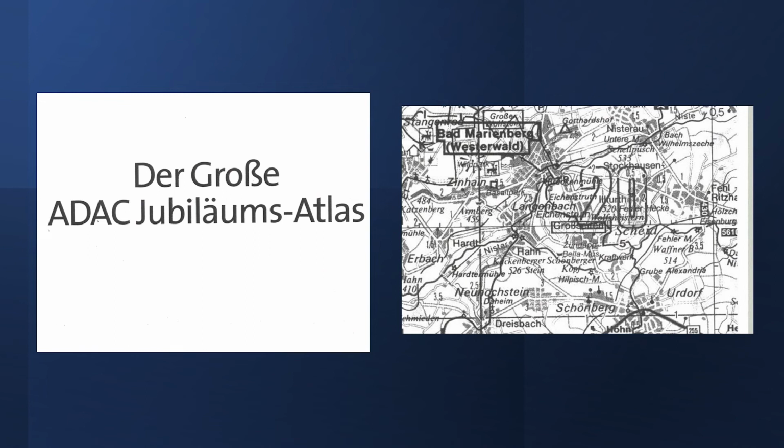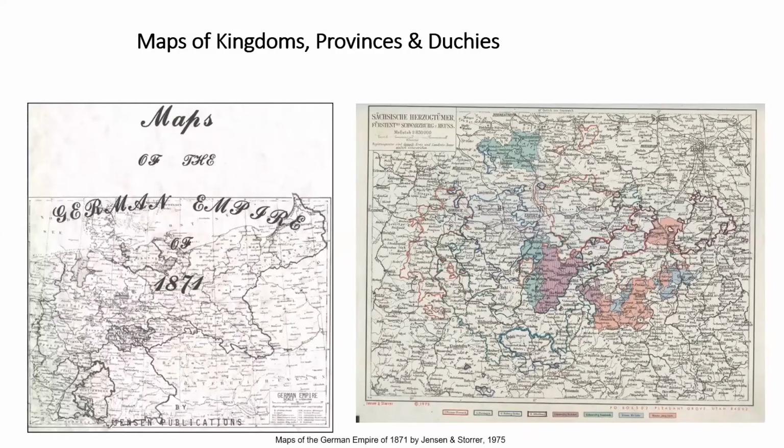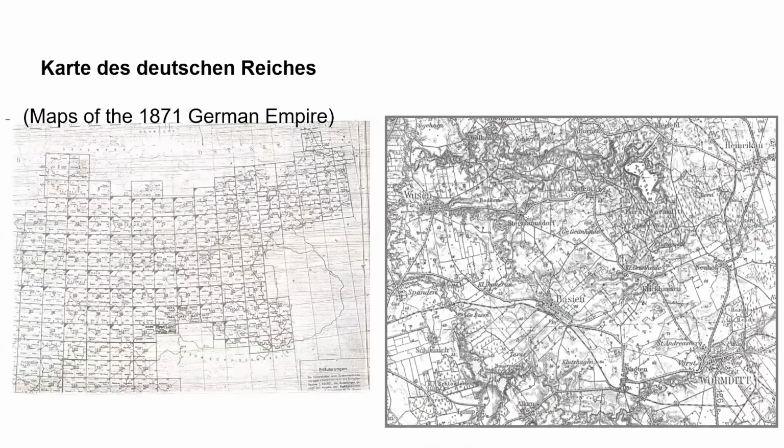This is der Große Kartenatlas Jubiläumsatlas. It also pertains to modern Germany, but it has a scale of 1 to 100,000. It is twice as detailed as the previous auto atlas. Maps of the German Empire of 1871. This includes a separate general map and a brief history of each nobility and provincial area. A free digitized copy of this book of maps will be made available to you as one of the handouts for this lecture. Karte des Deutschen Reiches, or maps of the 1871 German Empire.